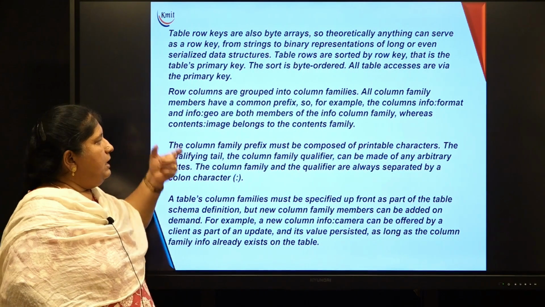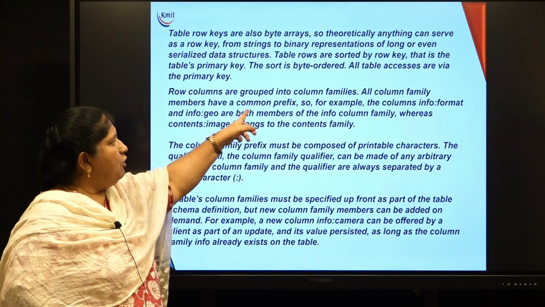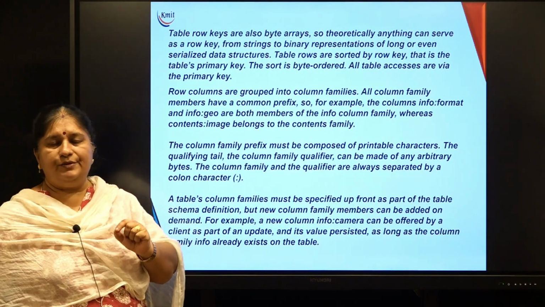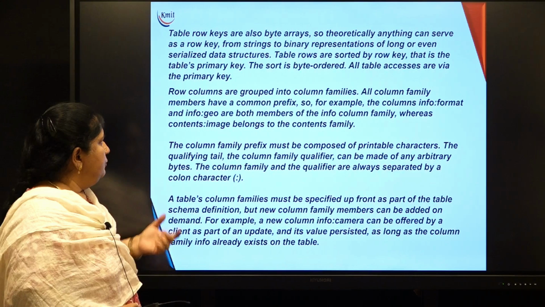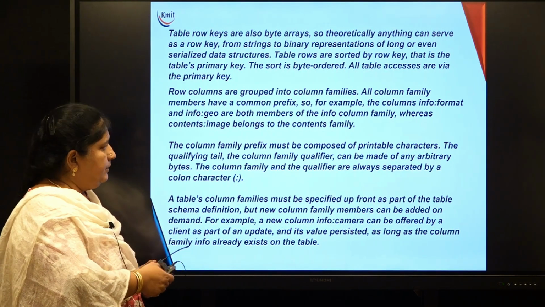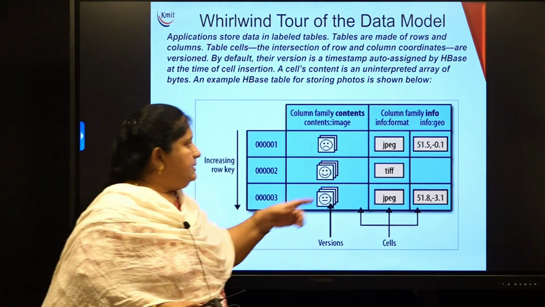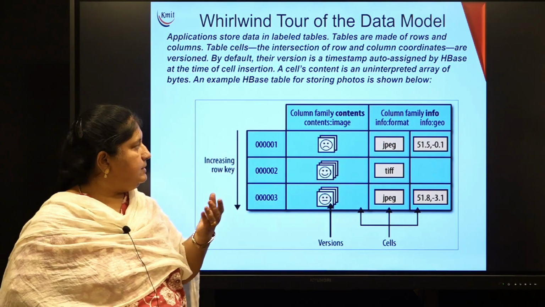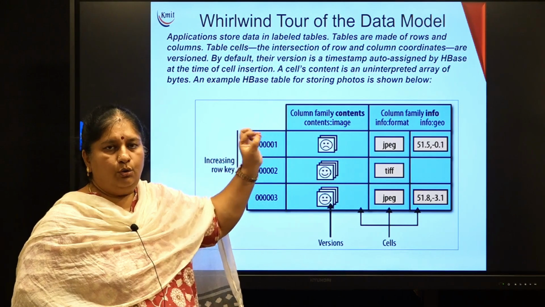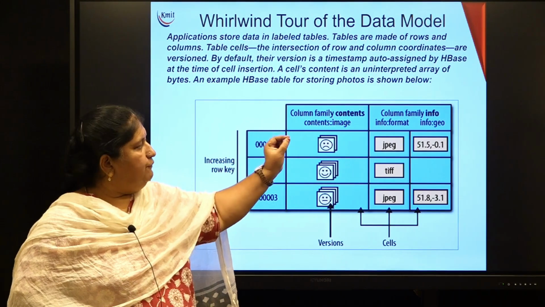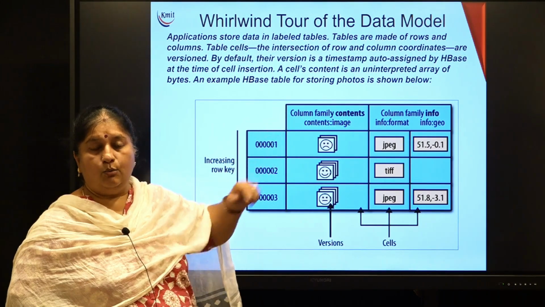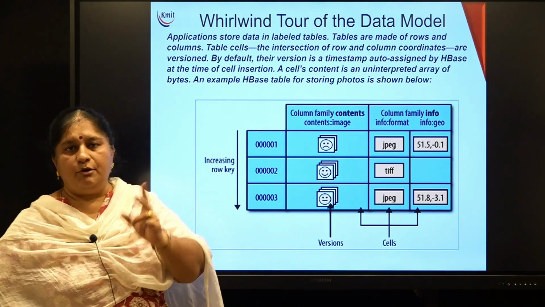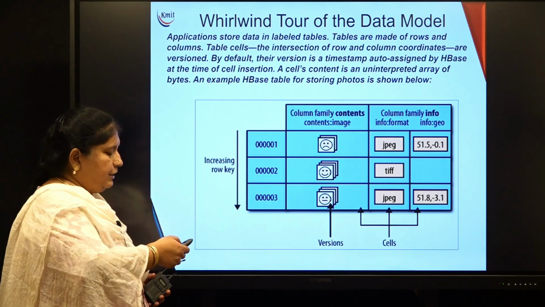And for every column member, we will have a common prefix. What is the common prefix? The family name will be prefixed with every column name. So in my example, if I want to access this format and the geometric information, how do I access them? Info colon format, info colon geometric. What do you mean by that? Family name colon member of the family. That is how we try to access them.